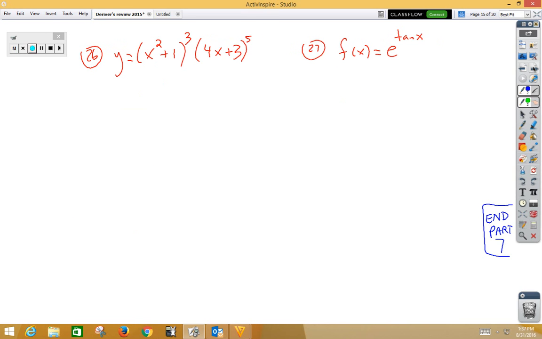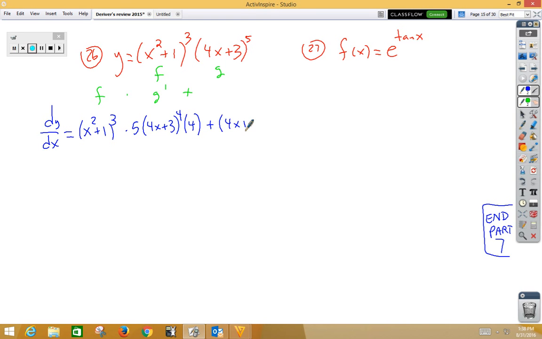In problem 26, we have a product rule with two chain rules. We have f and g, so remember, dy/dx, we need to do the first function, which would be x squared plus 1 cubed, multiply by the derivative of the second function, 5 times 4x plus 3 to the 4th power times 4, plus the second function, 4x plus 3 to the 5th times the derivative of the first function, which would be 3 times x squared plus 1 squared times 2x.